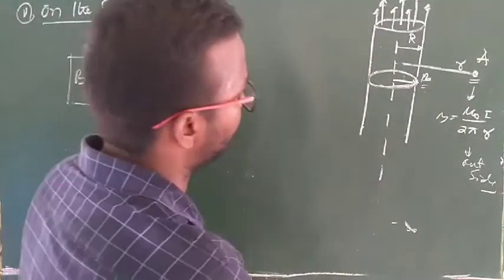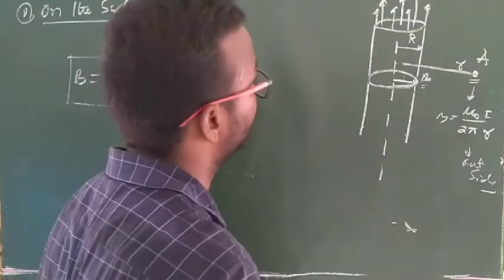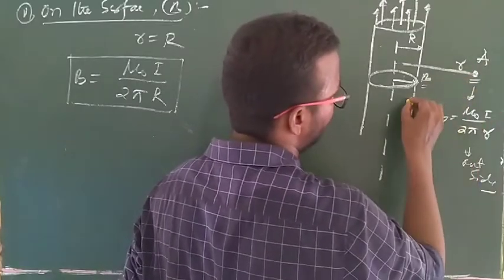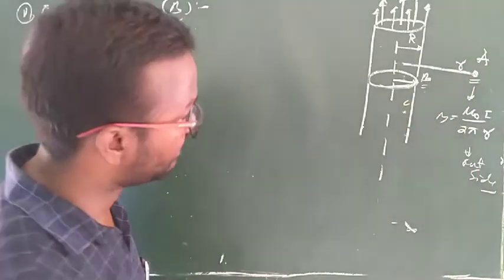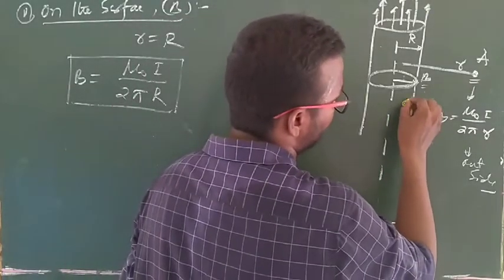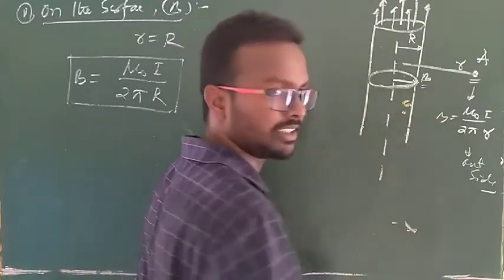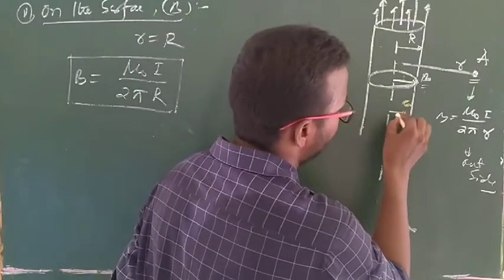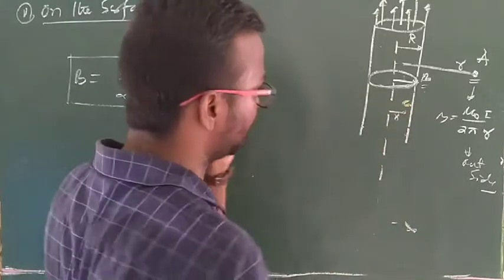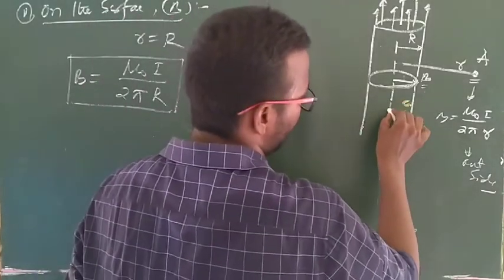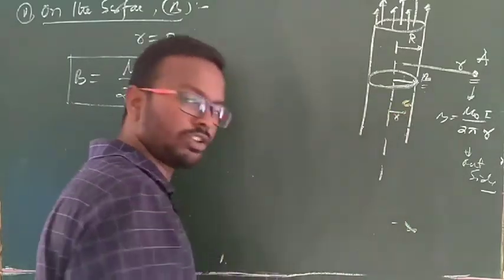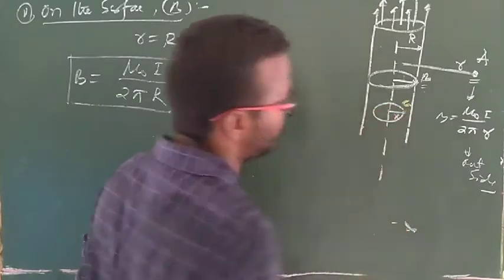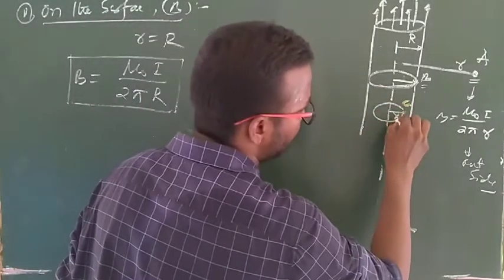Clear? Now we have to find the magnetic field strength inside the surface, or inside the cylinder. Suppose there are points A, B and C. We have to find the magnetic field at point C, which is within the cylinder. Clear? Now this distance is r, suppose small r, because the distance is always measured from the axis. So first we have to draw an Amperian loop of radius r.